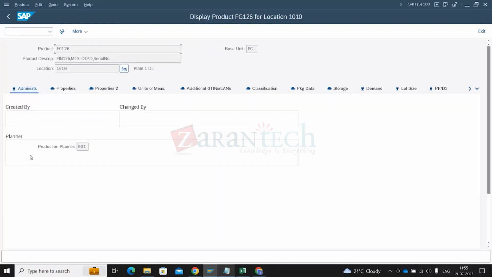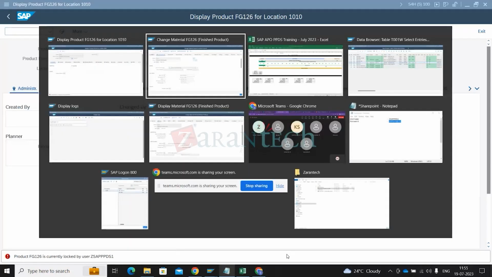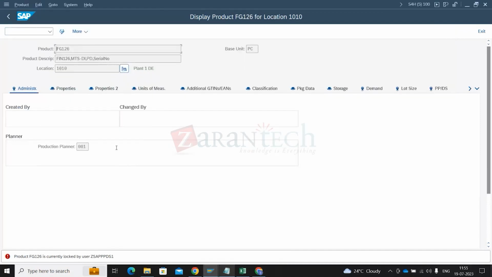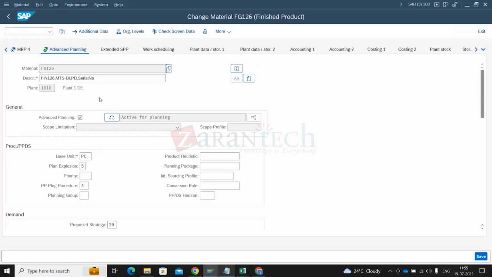Technically, it refers to the same table. If you go to the change mode, you wouldn't be able to change anything. I am locking it. See the difference. I am now in MM02 somewhere, so it is giving me an error that you cannot go into change mode in PPDS because technically it is referring to the same transaction. Did you understand this?